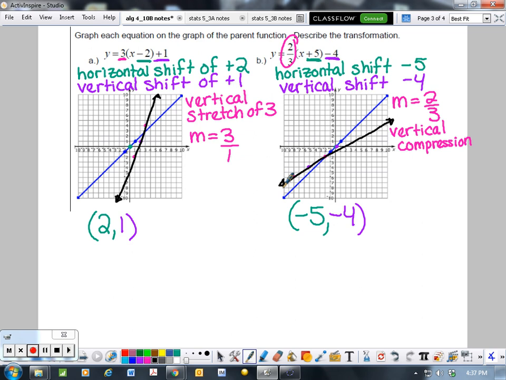So again, we're getting used to the language of how it's changing. Everything we've been doing so far, we've been doing all this. It's just now learning how to communicate that in this transformational language.